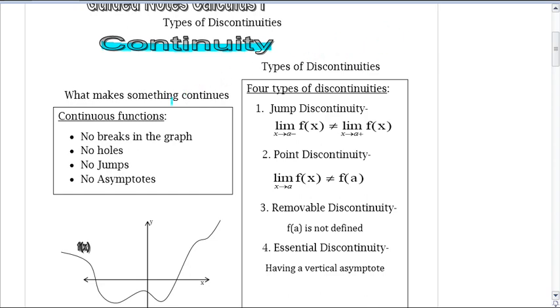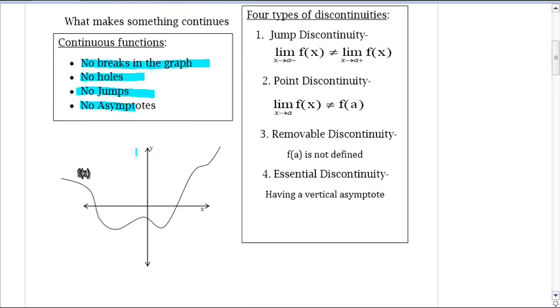So first off, what makes something continuous? Continuous functions have no breaks in the graph, no holes, no jumps, no asymptotes. Basically what they make is a wonderful roller coaster. So if I was on this roller coaster, oh yeah, look at this thing. Woo! It would be nice and fun. No breaks, no jumps, no holes, no asymptotes.